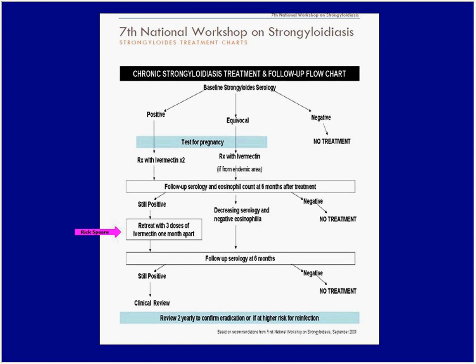So my message is that if someone is positive for Strongyloides, you treat them and do an ELISA at 6 months. If it's negative, you can say the infection's gone. If it's positive, retreat them again, and then test again 6 months later to see what's going on.